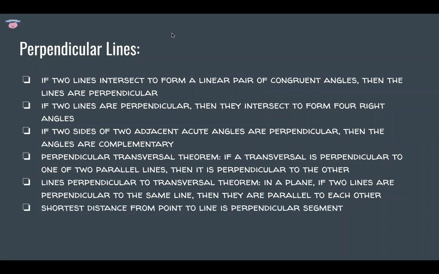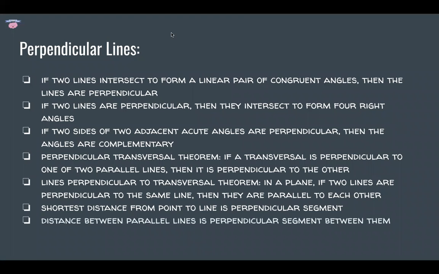The shortest distance from a point to a line is a perpendicular segment. So remember we were talking about how the shortest distance from point to point in Euclidean geometry is the line segment connecting them. Well, if we have a line and a point, the shortest distance is the perpendicular segment. This is the shortest distance. And you can actually prove that using the Pythagorean theorem, but we didn't really cover it yet, first of all. And second of all, it's a bit more complicated than the other proofs we saw.